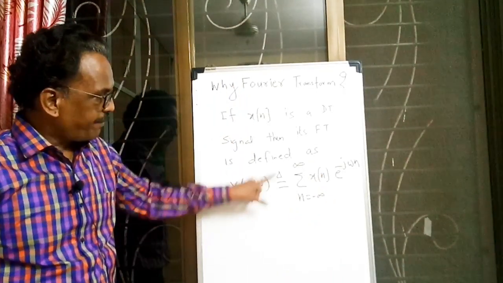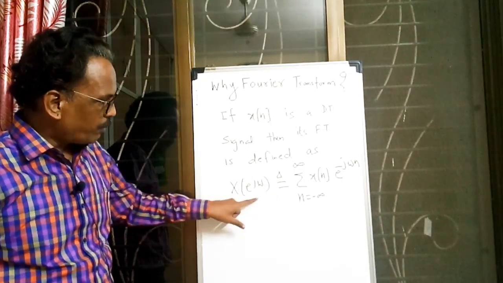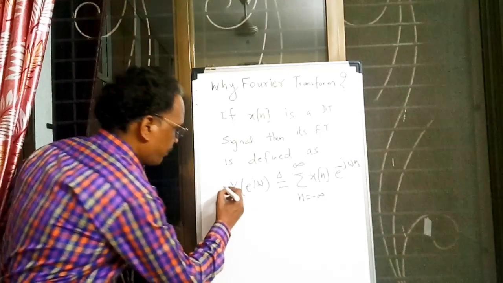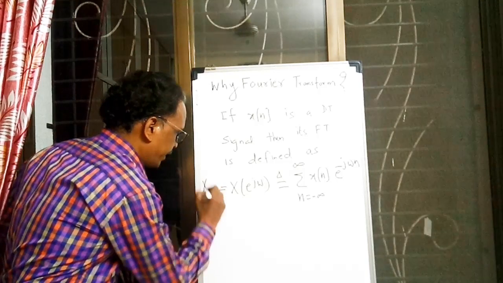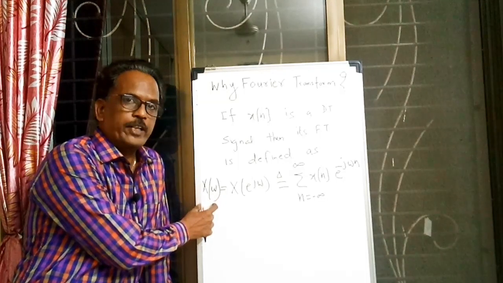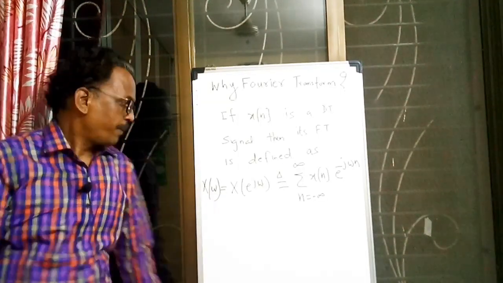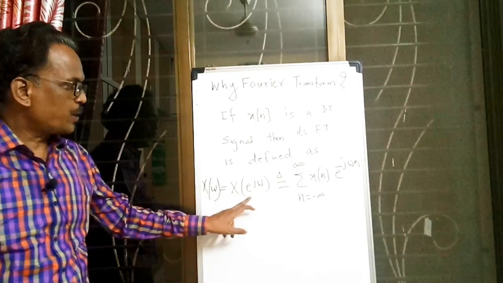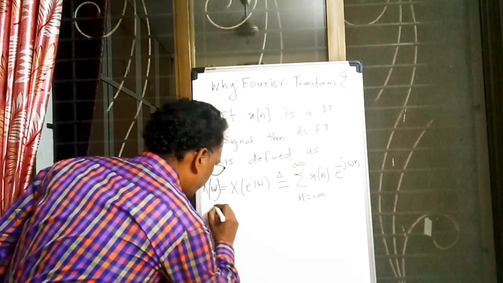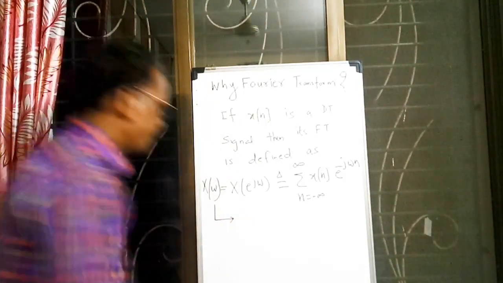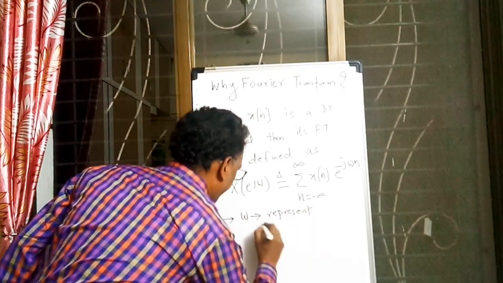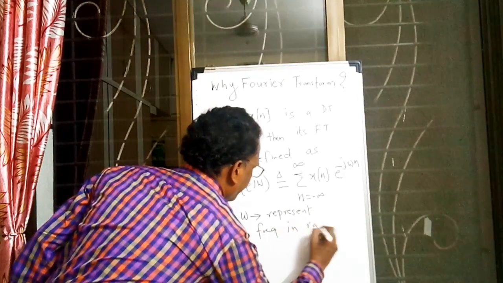This is the symbol for defined as. X of omega or X of e to the power j omega is called the Fourier transform, or is used for denoting the Fourier transform. In short, it is also written as X of omega. We can also use this notation for denoting the Fourier transform. Many books use either this or this notation. In the Fourier transform, this omega represents frequency in radians.